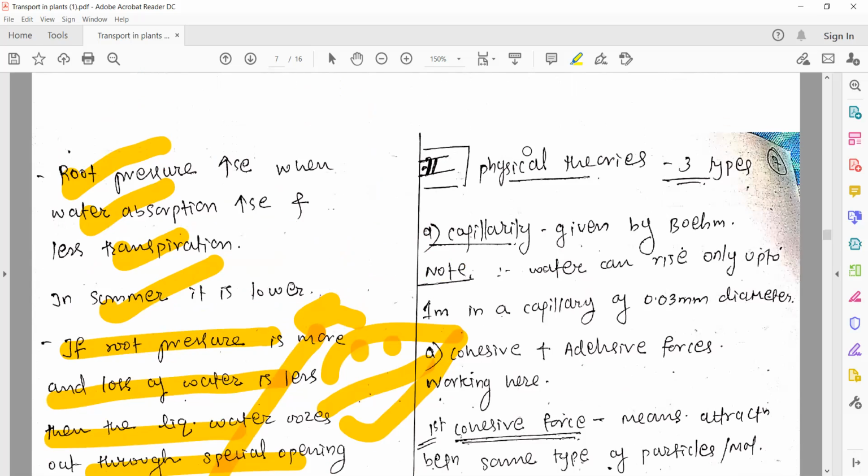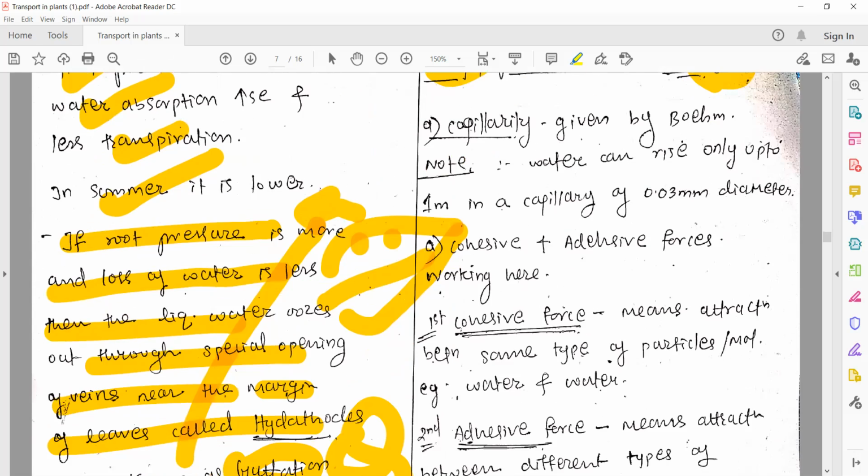Now the second theory is the physical theory, which is of three types. Number one is capillarity, given by the scientist Boehm. Keep in your mind that water can rise up to 1 meter in a capillary that is 0.03 mm in diameter. It is not that thick, it is a very fine thickness. A very fine lumen will be there, and that lumen is enough.